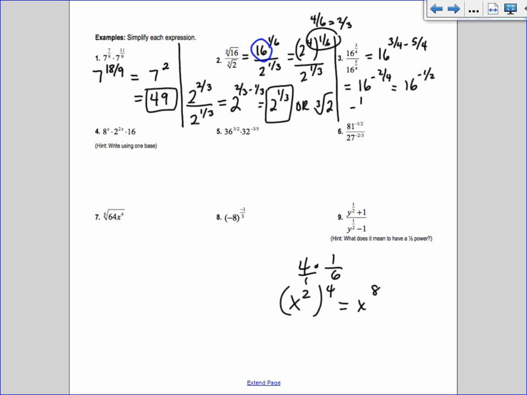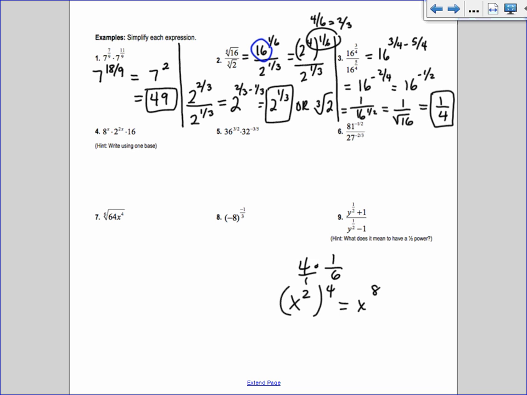Remember, a negative exponent means 1 over. So I'm going to have 1 over 16 to the 1/2, which is 1 over the square root of 16. So your answer is 1/4. So they go all the way down.